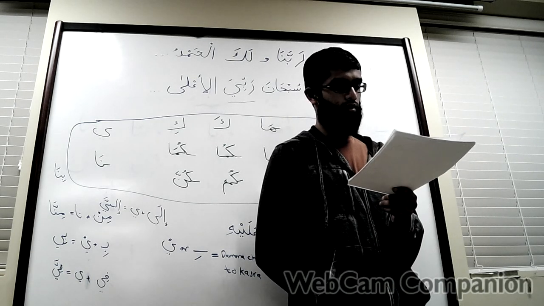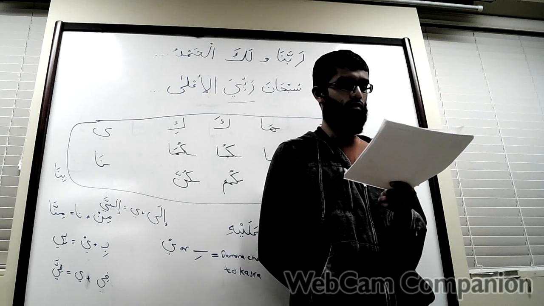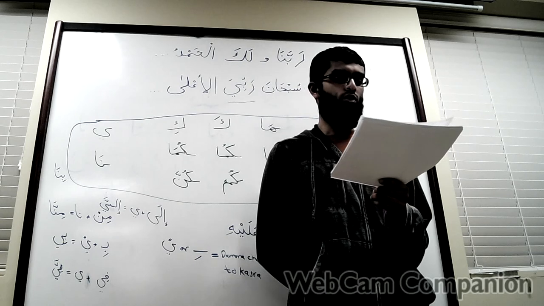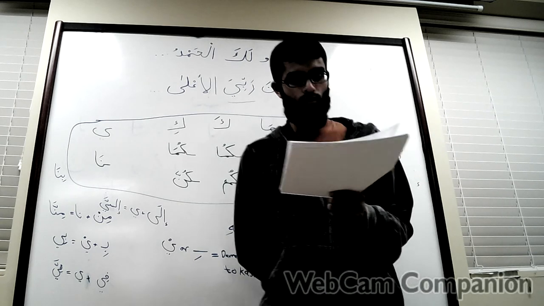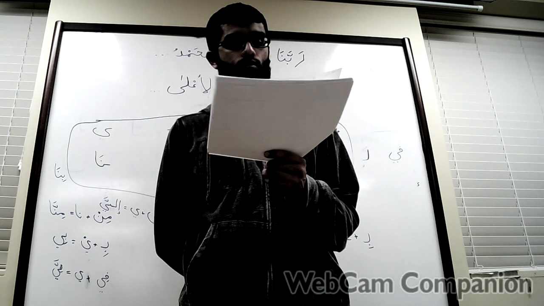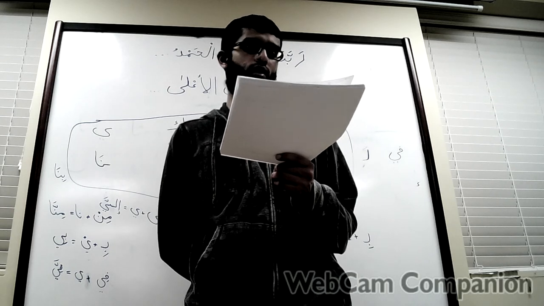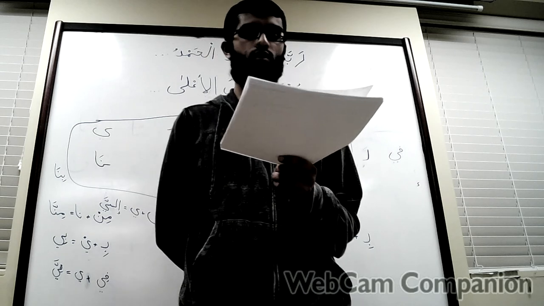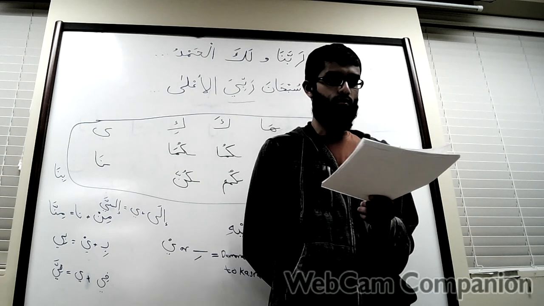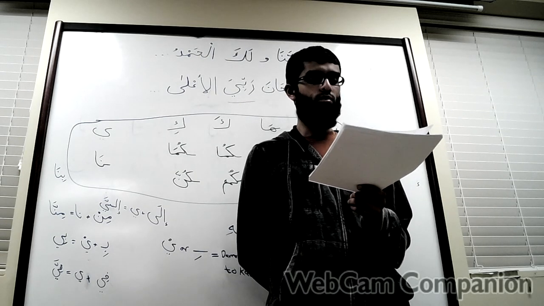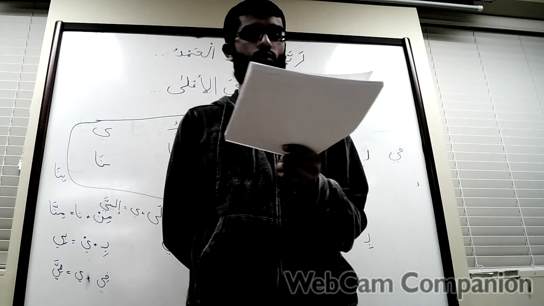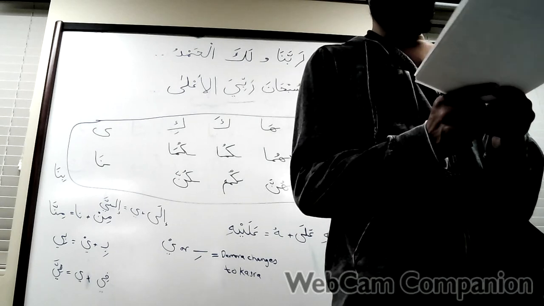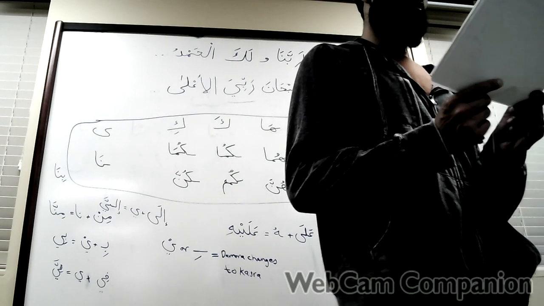غرفة أخي أمام غرفتي وغرفة أختي أمام المطبخ. Okay, وغرفة أخي أمام غرفتي. The room of my brother is in front of my room. Okay, and the next one وغرفة أختي أمام المطبخ. And the room of my sister is in front of the kitchen. Okay.